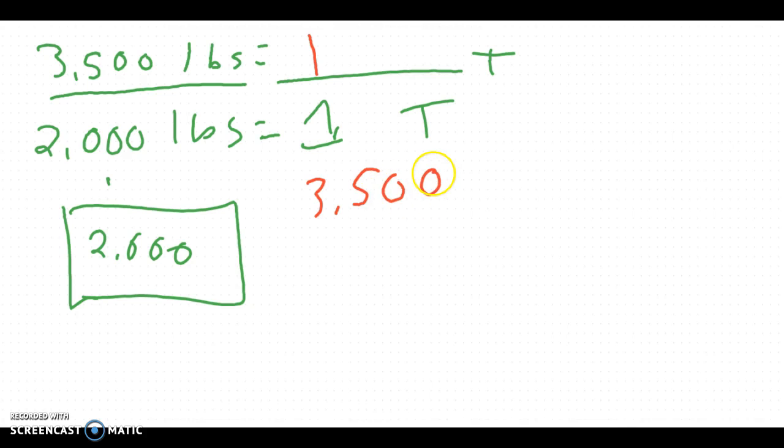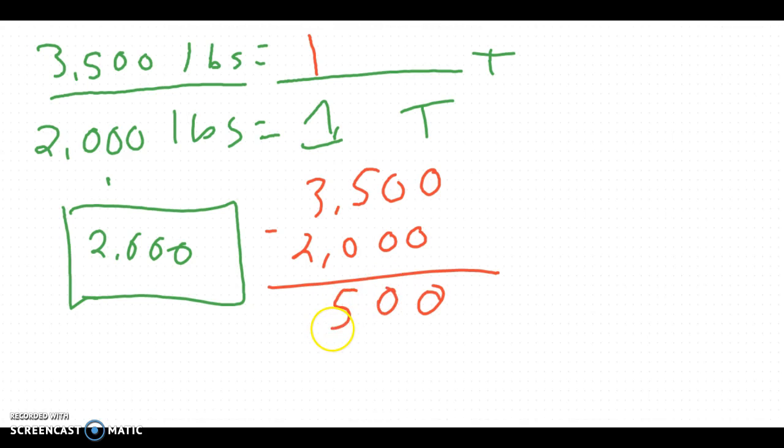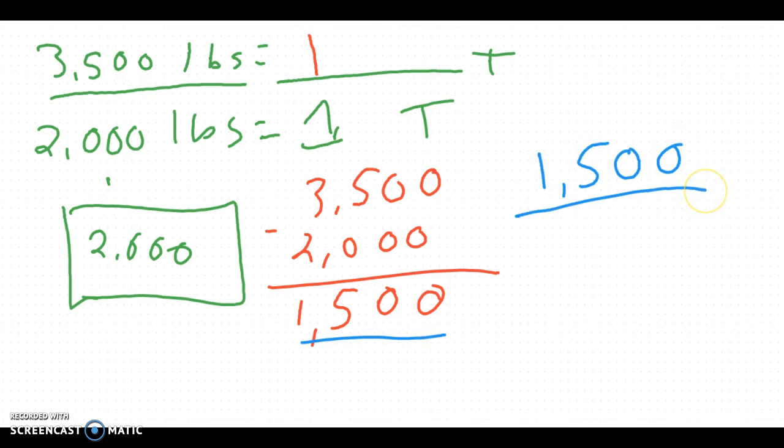So I started with 3,500 pounds. I put 2,000 of them together to make a ton. So when I subtract, I have 1,500 left over. Now, to write this as a fraction, what I'm going to need to do is take my leftover amount, and that will be my numerator. Then, how many are in 1 whole ton, which would be 2,000, that's my denominator.